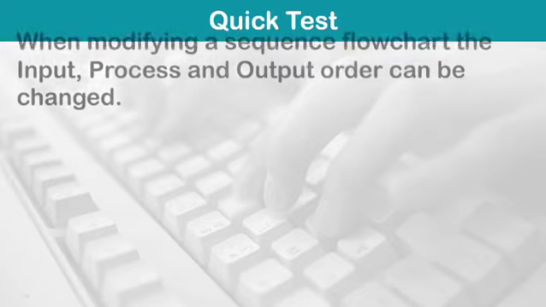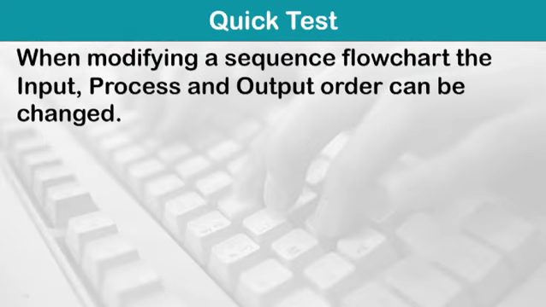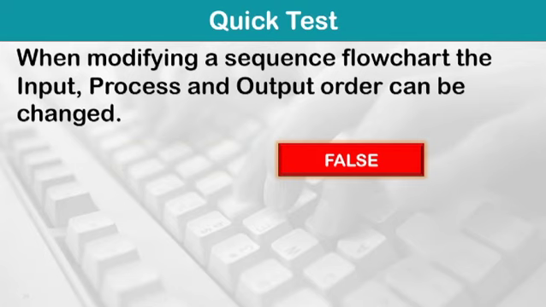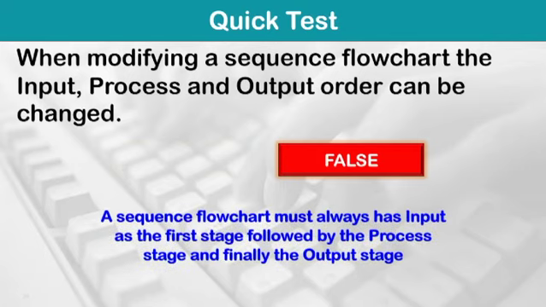We now proceed with some true-false type questions. When modifying a sequence flowchart, the input, process and output order can be changed. Is this statement true or false? We saw during the lesson that when we modify a flowchart, the sequence of input, process and output must not change. This means that the above statement is false. Next question.